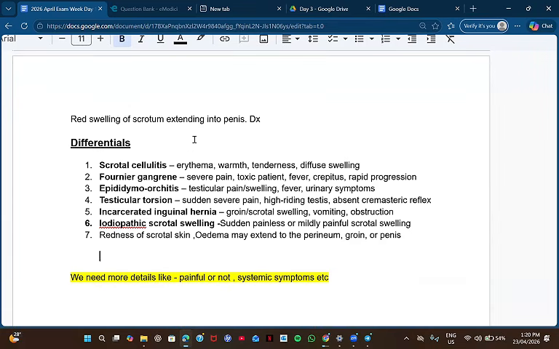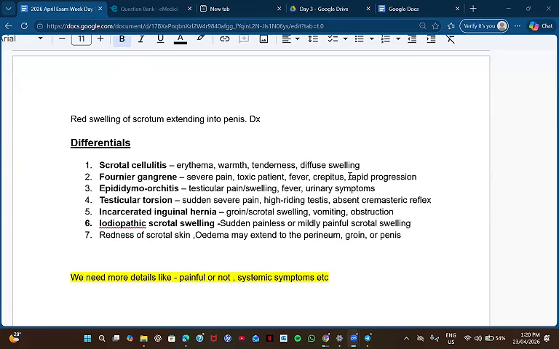Red swelling scrotum extending into penis. They're asking diagnosis. So, red swelling scrotum. Now tell me, how should we categorize this scrotal swelling? We have something called painful scrotal swelling and painless scrotal swelling. I'm just asking generally, okay, because we can discuss this topic once we get the proper question.